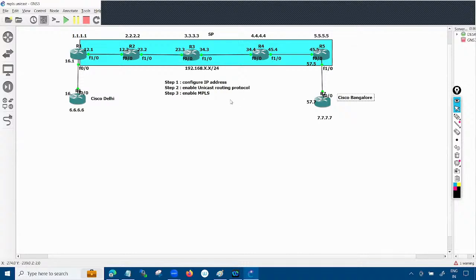So the service provider can give you two types of connectivity, right? From a layer 3 perspective, they will give you two connectivity options. One, they will give you IP connectivity. Another, they will give you MPLS connectivity. So for the MPLS, you need to pay some extra money.